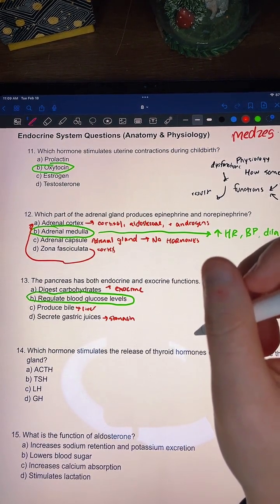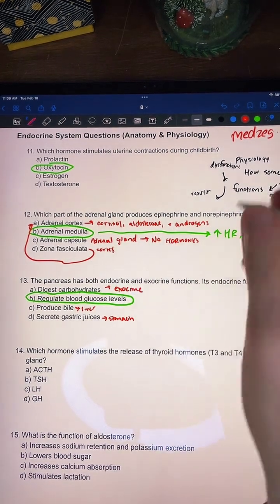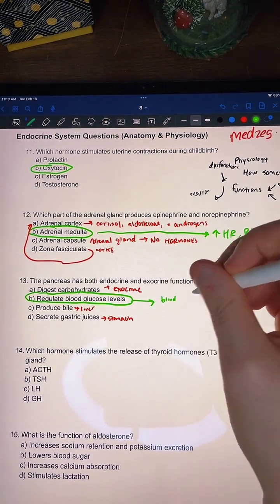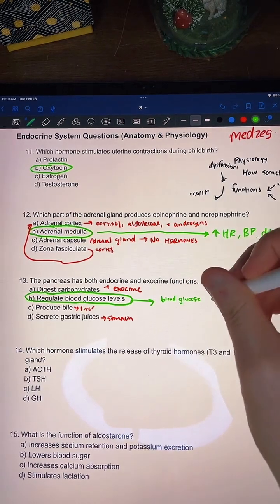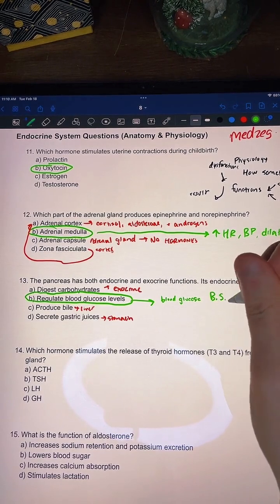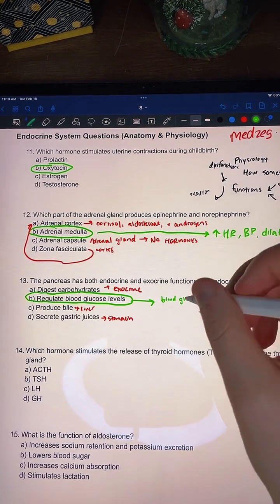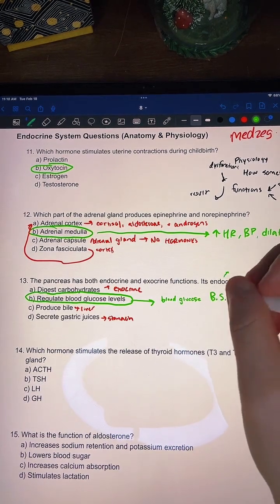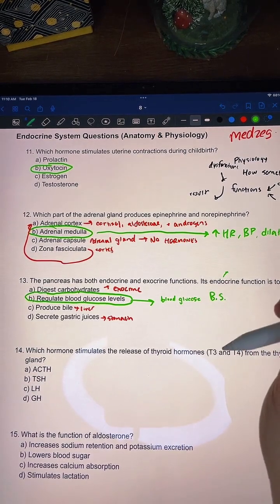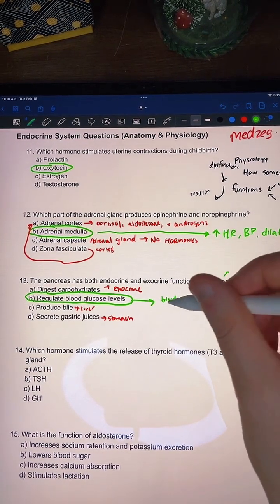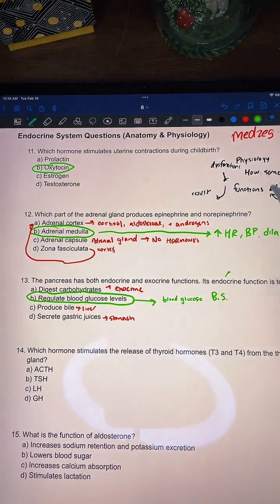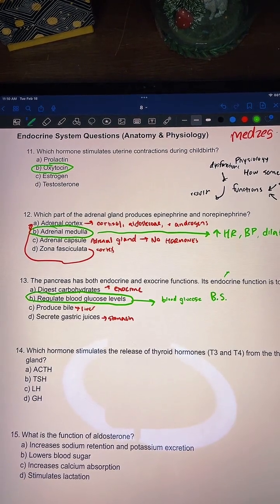Hopefully that answers the question. But if you think about regulating, blood glucose is in your bloodstream. I'm going to abbreviate that BS, bloodstream. Endocrine is directly into the bloodstream. That's essentially what that means. So when you're releasing something into the bloodstream, you would regulate blood sugar in the bloodstream. Hopefully that answered the question there. That's kind of how I explained that one.